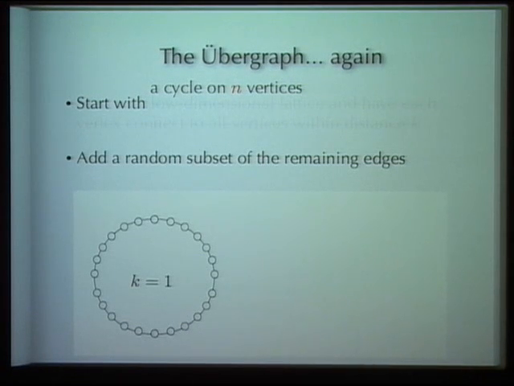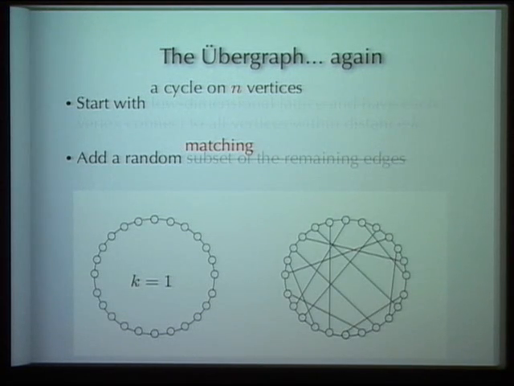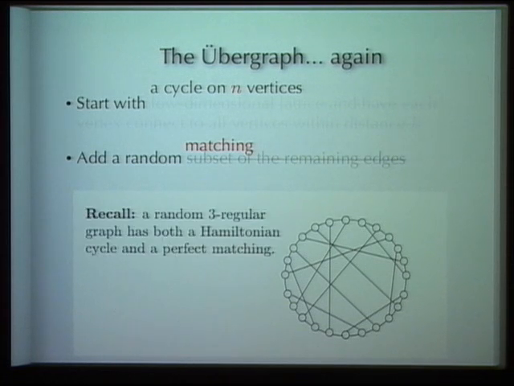What I'm going to do is make sure that each of the vertices gets one extra edge. So basically, every vertex will go from degree 2 to degree 3. So I'll just add a matching. So this is my new graph. And now we can ask, what properties does this graph have? Clearly, this is a 3-regular graph. And it turns out that it's a random 3-regular graph.